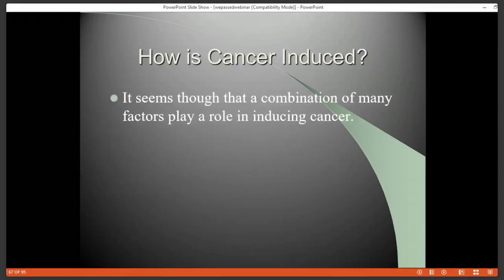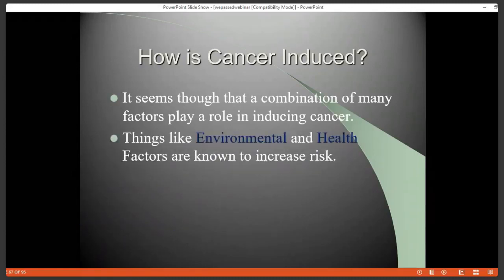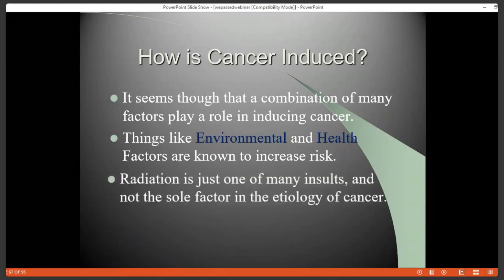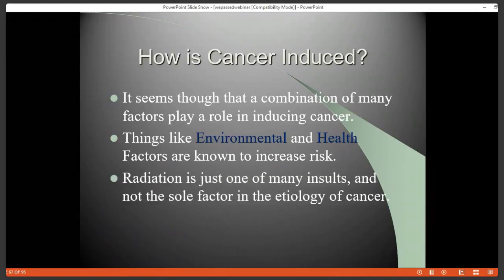So there's probably a combination of many factors that play a role in inducing cancer. Things like environmental and health factors are known to increase risk. So things that we may be exposed to in the environment, chemicals, and our own health factors, our own immune response, in addition to radiation damage, may all work together to increase the chances of cancer induction. So radiation really becomes one of many insults, and probably not the sole factor in the etiology of cancer. And I think we know that now, that it's much more complex.